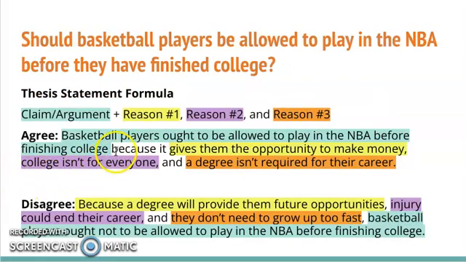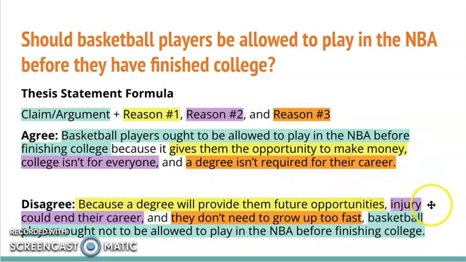So right here I have the main claim with agreeing, basketball players ought to be allowed to play in the NBA before they finish college because, reason 1, it gives them the opportunity to make money. 2, college isn't for everyone. And 3, a degree isn't required for their career. So I have my claim and my 3 reasons. You might find that it will be helpful for you to color code as you're writing your thesis statement to visualize that your thesis statement meets the requirements.